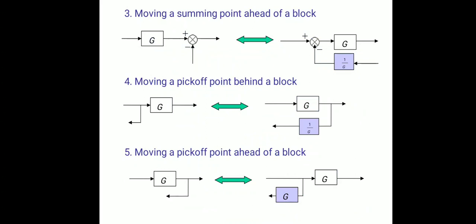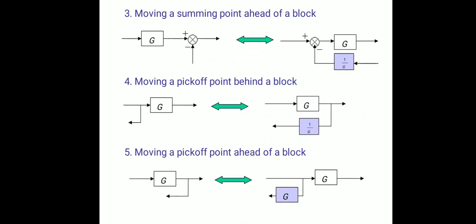Next rule is shifting the takeoff point or the pickup point after the block. So what is the takeoff point? What is a pickup point? See, the takeoff point or the pickup point is generally at the output side, from which the output is taken as feedback to the input side, where the output is compared with the input signal. So where the output signal is taken to the feedback, that point is called the pickup or takeoff point. So we are shifting the takeoff point after the block.